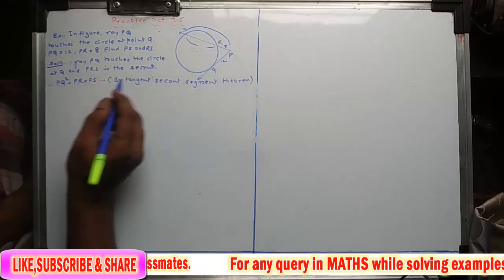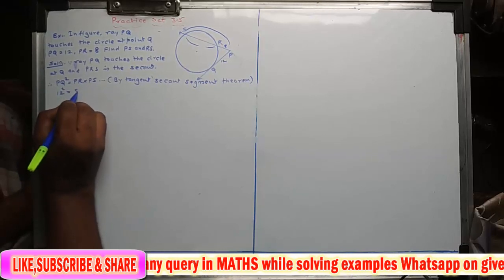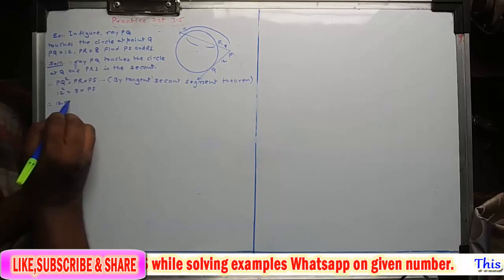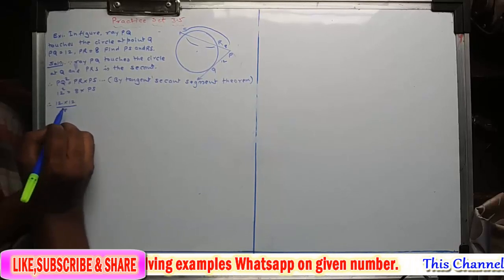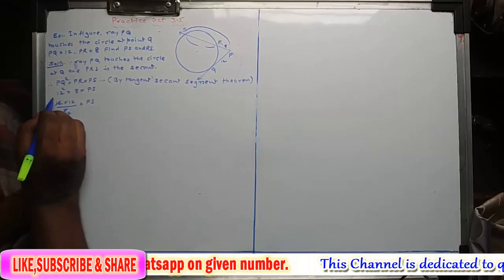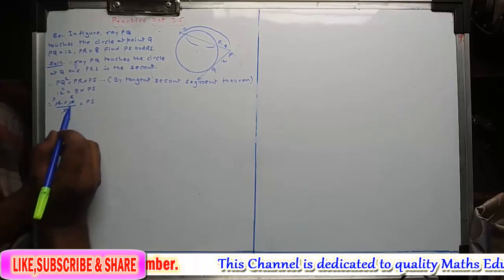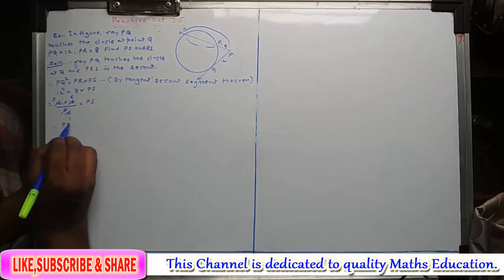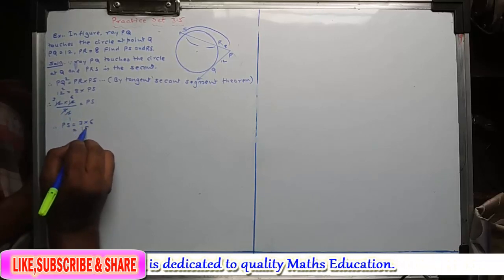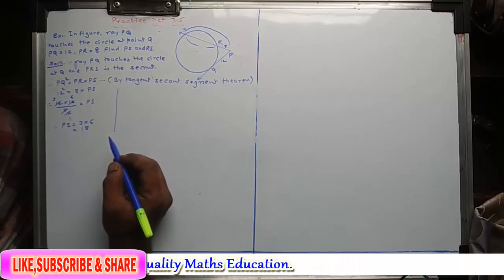Now substitute the values. PQ square, that is 12 square, is equal to PR, that is 8, into PS, which we have to find. 12 square is nothing but 12 into 12. This 8 gets divided on the left hand side, so it is equal to PS. Then 4 2s are 4, 3s are, just simplify this. Then 2 1s are 2, 6s are, and therefore PS is equal to 3 into 6, 3 6s are 18. Okay, this is the first value. PS is equal to 18.